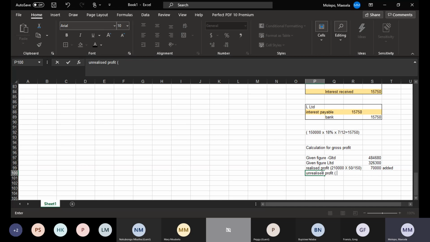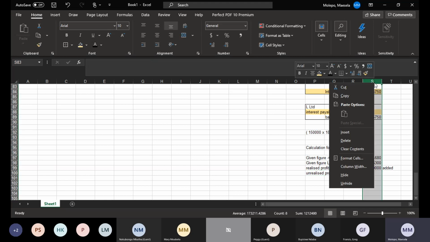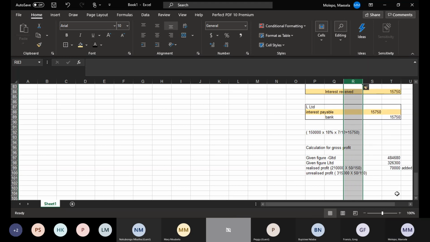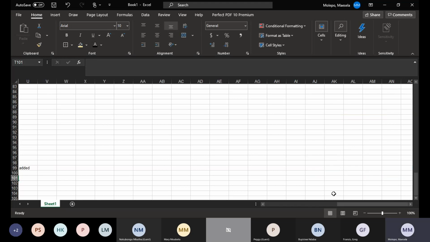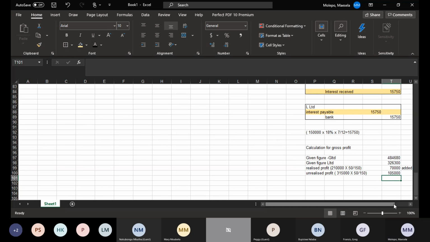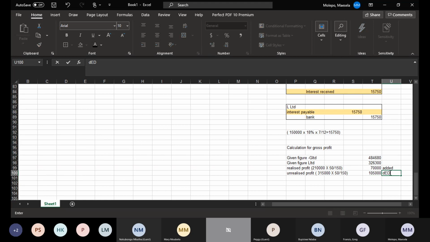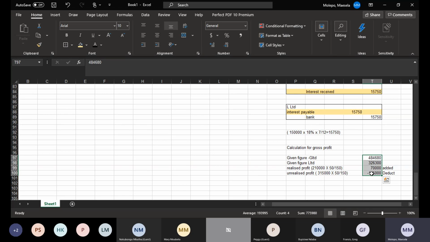which will come as a result of the closing inventory which L Limited has of 315. We multiply by 50, we divide by 150, then it will be the 105. So this 105 will be deducted. It will be a deduction, then our closing, when we add this together, they will give us an amount of 775.